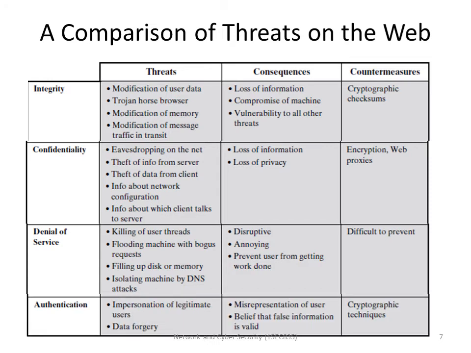Next is authentication. The threats that we deal with with respect to authentication are impersonation of legitimate users and data forgery. The consequences are misrepresentation of the user and belief that false information is valid, and this can be taken care of by cryptographic techniques. So in this slide, we have dealt with the comparison of the four threats, that is integrity, confidentiality, denial of service, and authentication on the web, and compared them in terms of threats, consequences, and countermeasures.